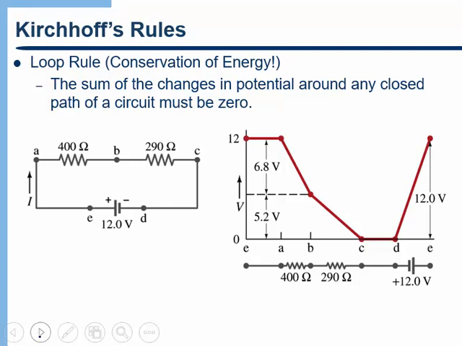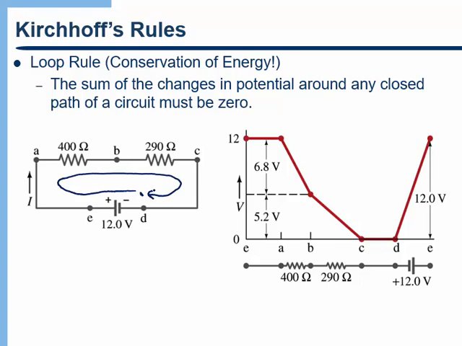Let's look at Kirchhoff's other rule, the loop rule. And the loop rule says the sum of the changes in the potential around any closed path of a circuit must be 0. Now, we've been using this also, but you might not remember or might not see why that is. So first of all, let me pick a point in our loop to start, point D, and we're going to come around the circuit in this way.